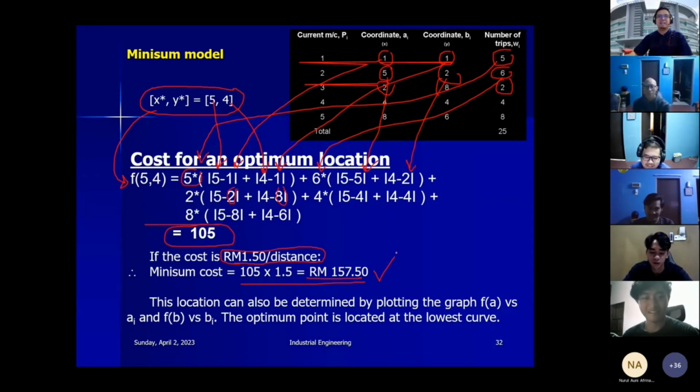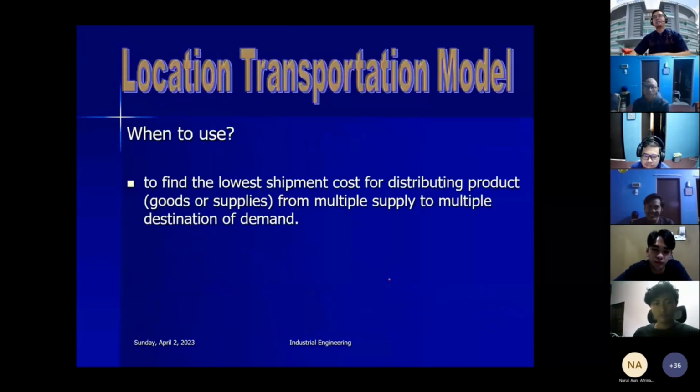Okay, hopefully. This location can also be determined by plotting a graph of F versus AI, F versus BI. The optimum point is located at the lowest point of the curve. So this is additional information. Okay, done for our Minisum model. So recap again. The first one, what are the types of calculation in our facilities planning? The first one, we call it break-even analysis. The second one is the Minisum model.